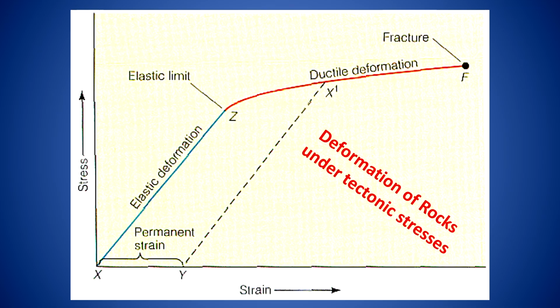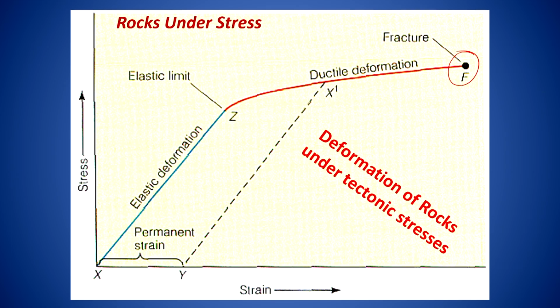Now, in a very general form, if we take the stress and strain diagram, then we see that every material will deform first in the elastic deformation pattern, and then ductile, and at some location you will see a sort of permanent strain which has developed, which is irreversible. And finally, after the ductile, what we call the brittle deformation, we will see faulting or fracturing. Okay. So that is how we can see deformation of rocks under tectonic stresses.